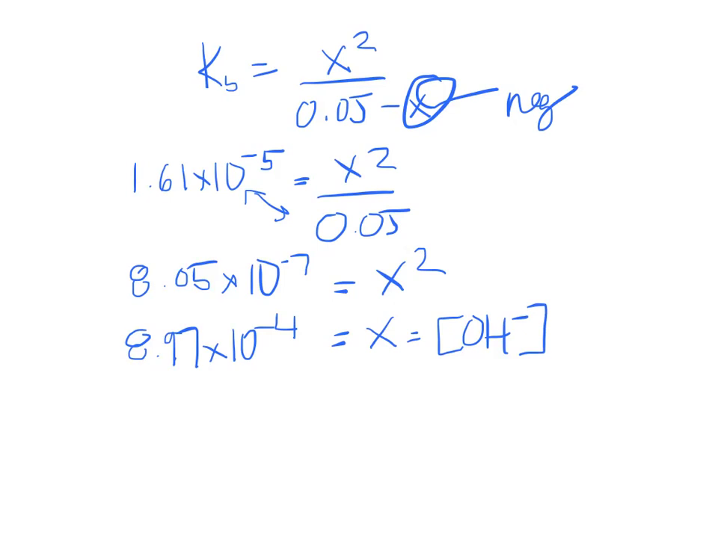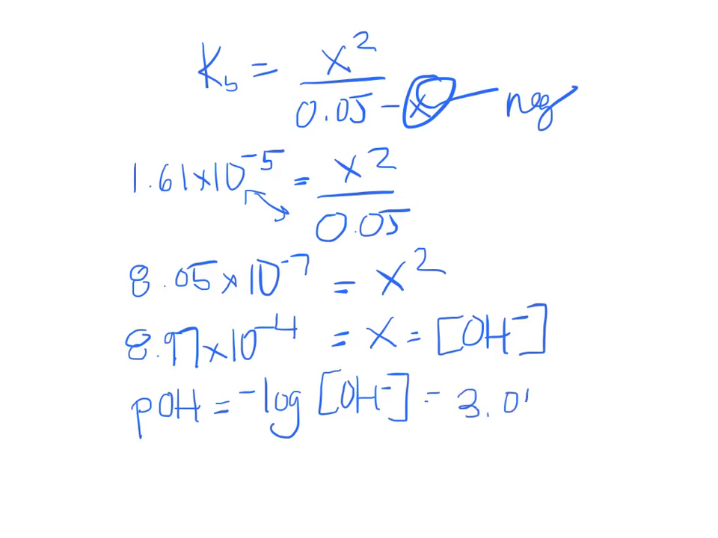So if I want to calculate pH, I'm going to calculate my pOH first. pOH is the negative log of your OH concentration. So what are we getting? We're going to get 3.05. And so if I want pH, I'm just going to take 14 minus my pOH, and I get 10.95. So, there you have it.